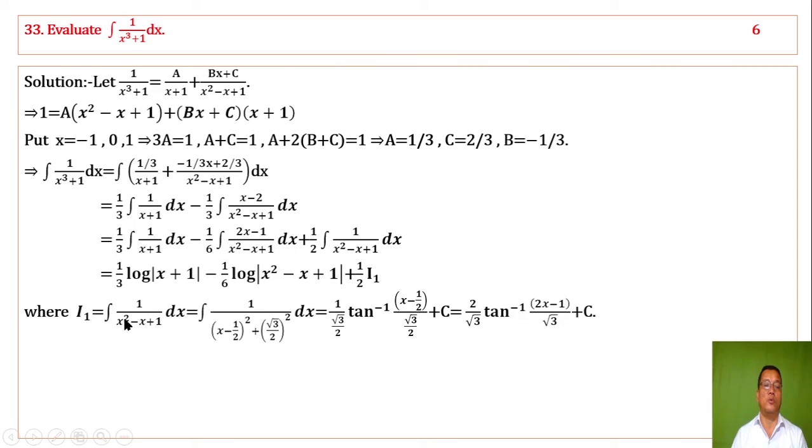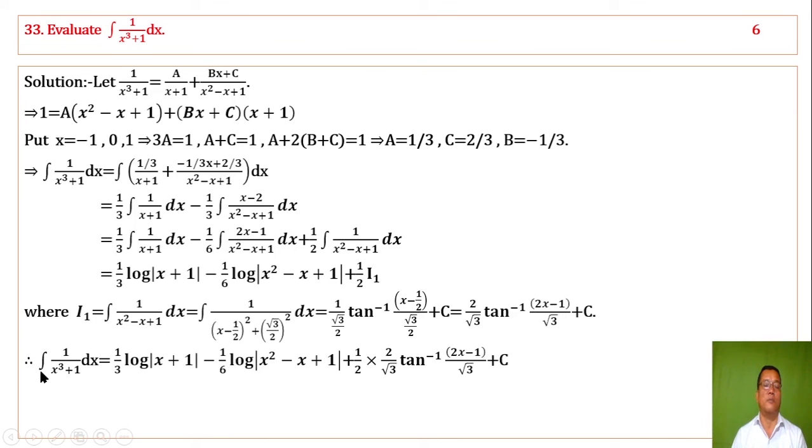Make a quadratic, and use the standard integral formula, 1 by a tan inverse of x by a. Therefore, the given indefinite integral is equal to this.